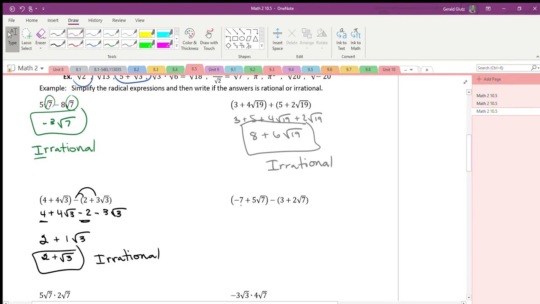Next one. So I'm going to distribute that negative sign. Negative 7 plus 5 root 7 minus 3 minus 2 root 7. So combine like terms. The whole numbers are negative 7 minus 3, so that's a negative 10. 5 root 7s is what we started with, then we took away 2 of them, so we'll have 3 left. This is our answer. We have a radical sign in our answer that does not equal a whole number, so again, it's irrational.